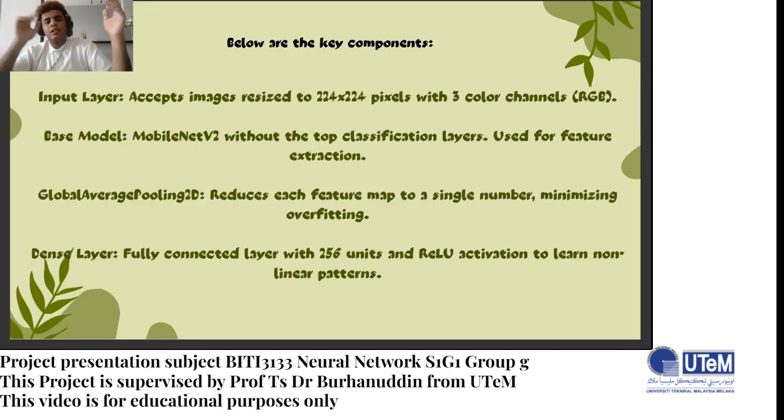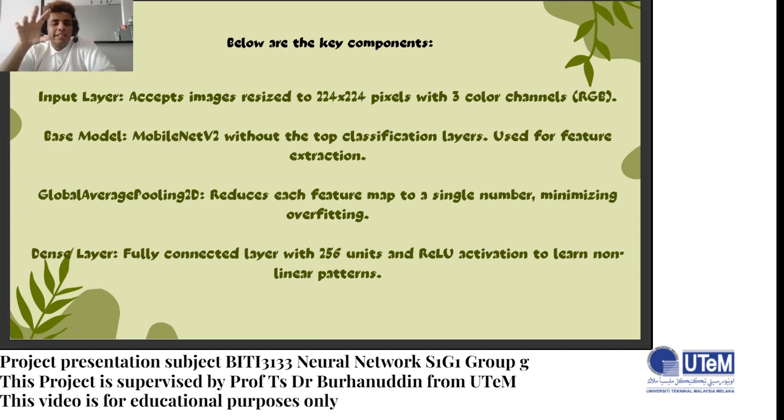Hey, welcome back. And now let's go over the key component layers. Start with the input layer, which accepts images and resizes them to 224 by 224 pixels, each with the three main color channels. Then we have the base model, which has the MobileNet V2 without the top classification layer, used for feature extraction. Then we have the global average pooling, which reduces each feature map to a single number, minimizing overfitting, which is a key component in CNN models.